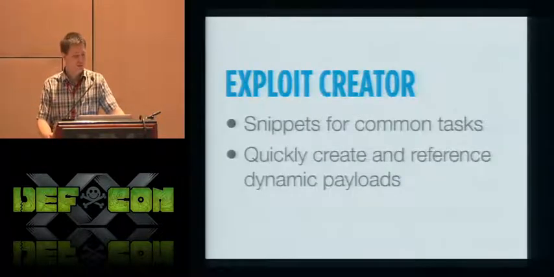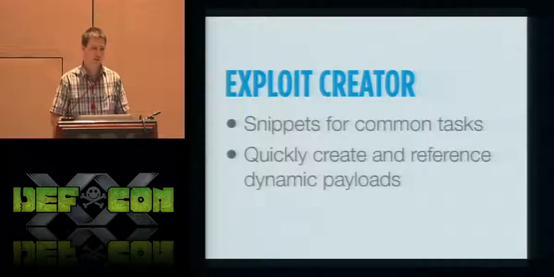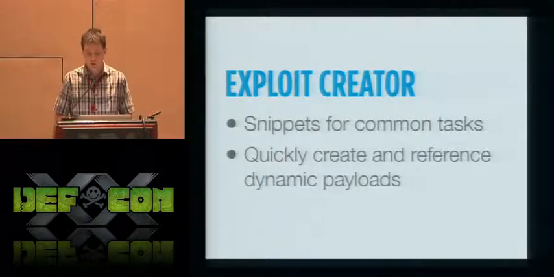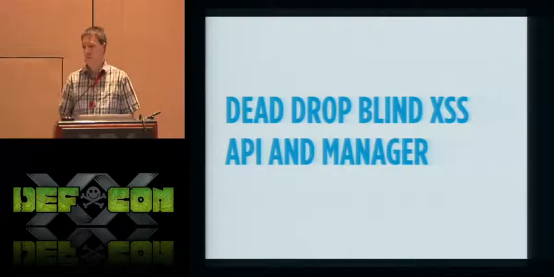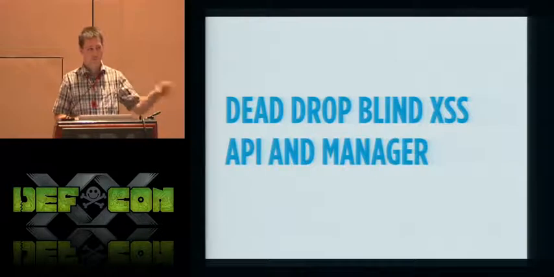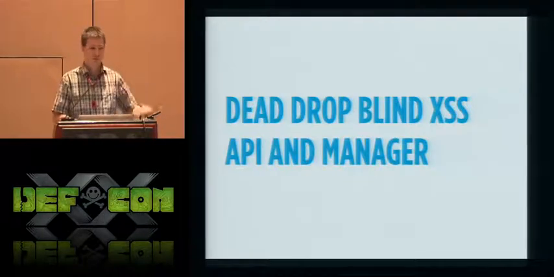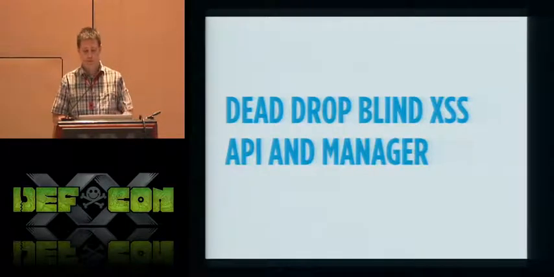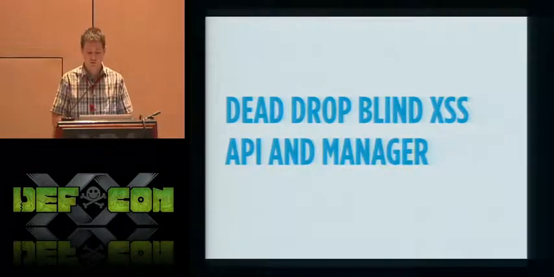The exploit creator has snippets for common tasks, and you can quickly create stacked-up exploits. Once you've found a vulnerability, you can weaponize it very quickly. And we've got the dead drop, or blind XSS manager. It's a simple API. You say, I'm dropping this type of payload at this location, and it gives you an ID back, and that's all you need. It's a super fast API, built on top of Node and Redis. We can talk about architecture after the talk if you're interested.